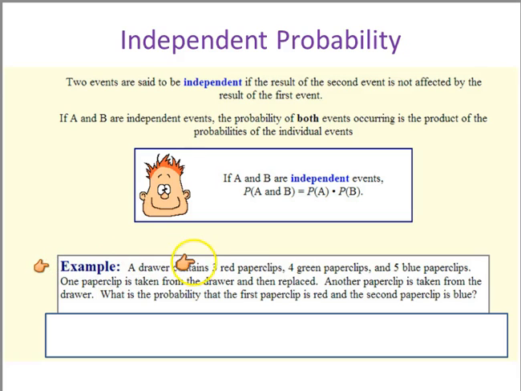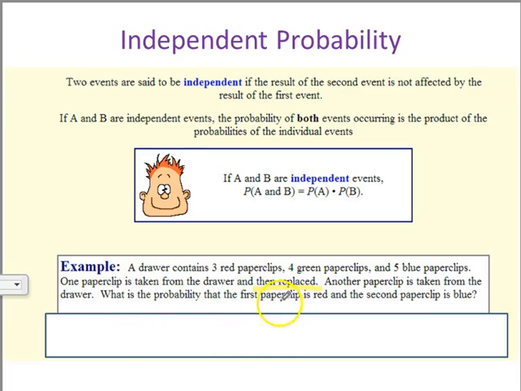So a drawer contains 3 red paper clips, 4 green paper clips, and 5 blue paper clips. We're going to reach our hand in and grab one paper clip and then replace it. And then we're going to reach in and grab another paper clip. So the important key word is that after we chose that first paper clip, we put it back.